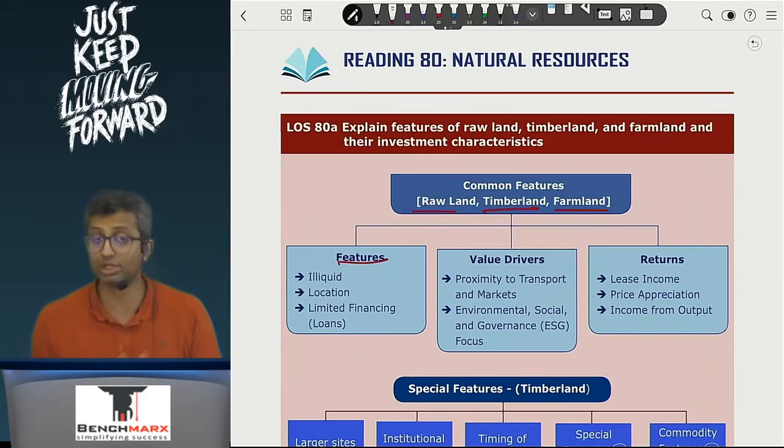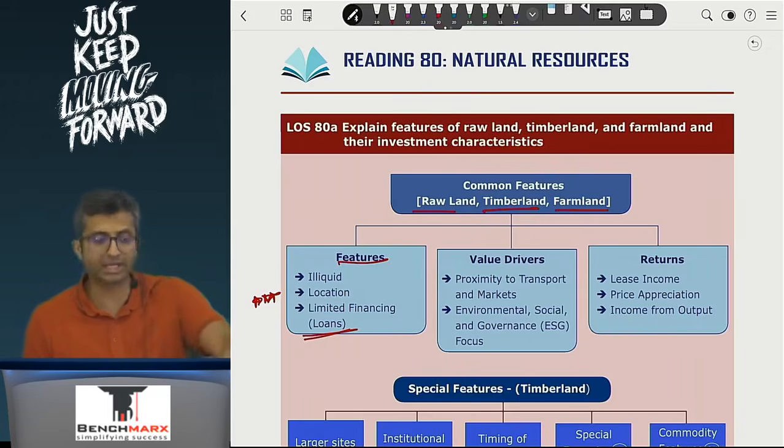The features over here is, again, they're highly liquid. Everything over here is, like they say in real estate as well, location, location, location. Everything is linked to the location, on how close you are from the market, from the sources of raw materials, from the sources of supply, etc. So location is very important, and very limited financing opportunities.